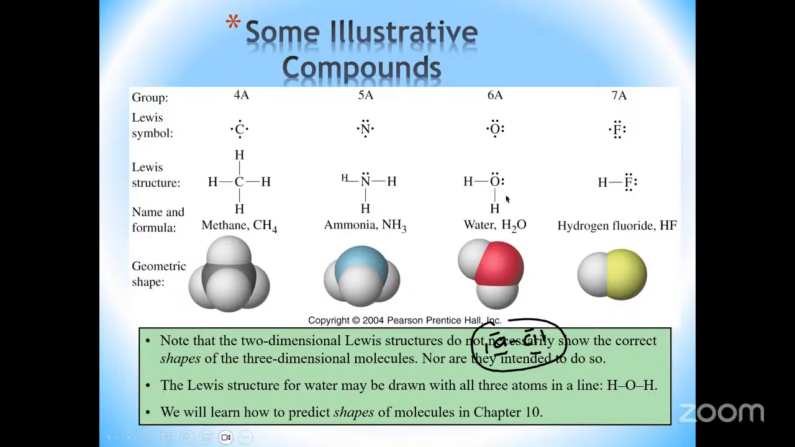In the case of water, there are 2 bonding pairs and 2 lone pairs, and in the case of hydrogen fluoride, you have 1 bonding pair and 3 lone pairs. All right, so that's basically some examples.